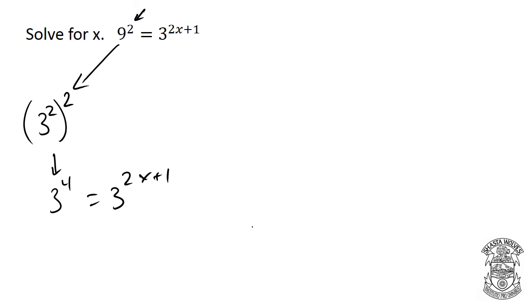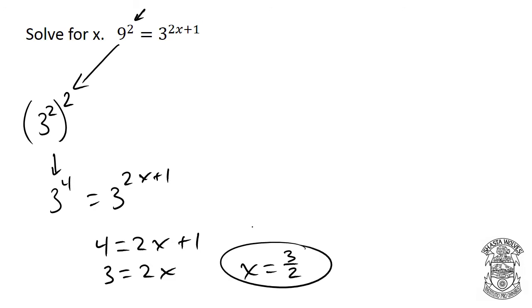Now that I've got bases that are exactly the same, I can say, let 4 equal 2x plus 1. If those are equal, then the original numbers are equal. So I'm just going to make the exponents equal. I'll subtract 1. I get that 3 is 2x, and then we divide both sides by 2, and I get that x is equal to 3 halves. So x is 3 halves.